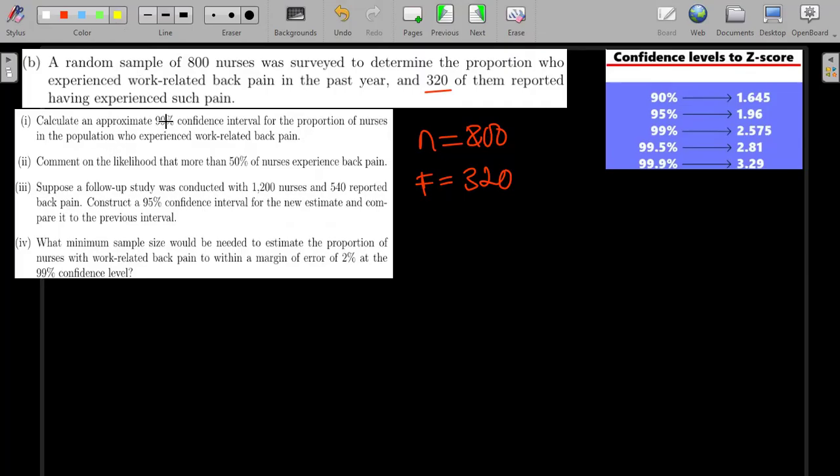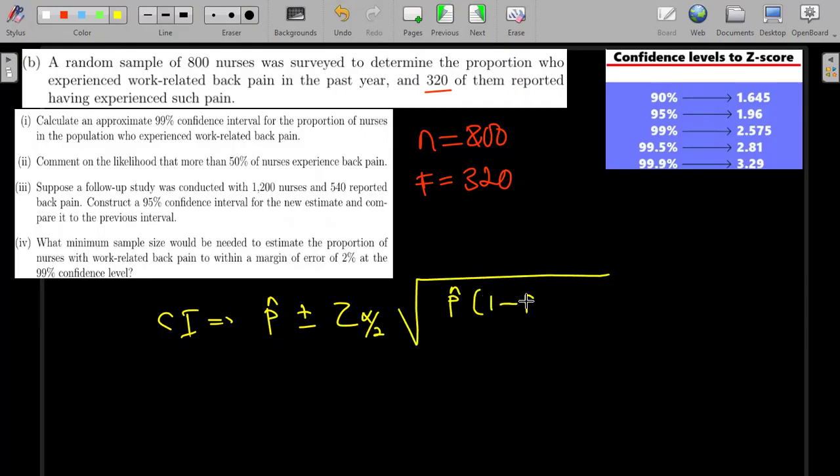So the first thing is to construct an approximate 99% confidence interval for the proportion of nurses in the population who experienced work-related pain. So we're going to use the same formula. The confidence interval is equal to the proportion plus or minus the z-score at alpha divided by 2, times the square root of the proportion times 1 minus the proportion, divided by the n.